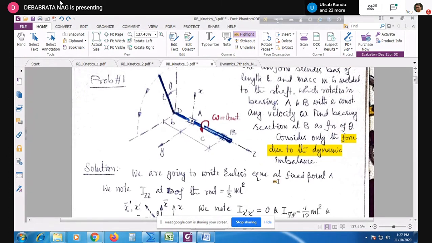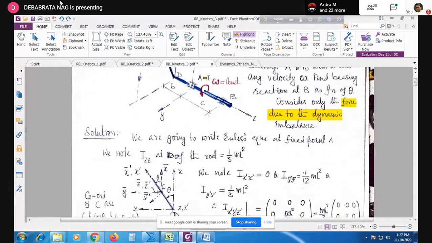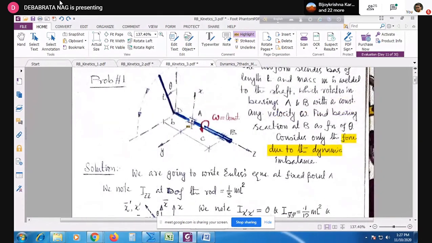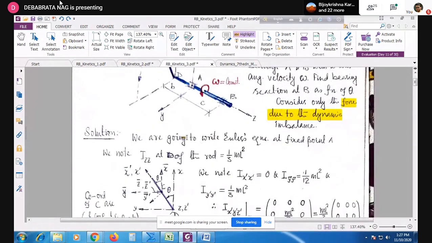So you see, we are going to write Euler's equations at the fixed point A. This is a fixed point. Because we need to find out the bearing reaction at B, judiciously we choose to write the Euler's equations with respect to point A. If we want to apply Euler's equation here, first we need to fix up A. We are going to write the Euler's equation at the fixed point A.